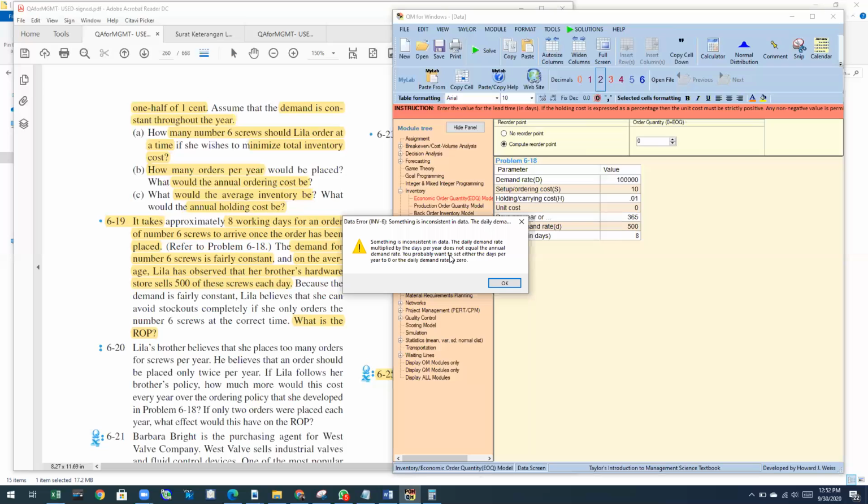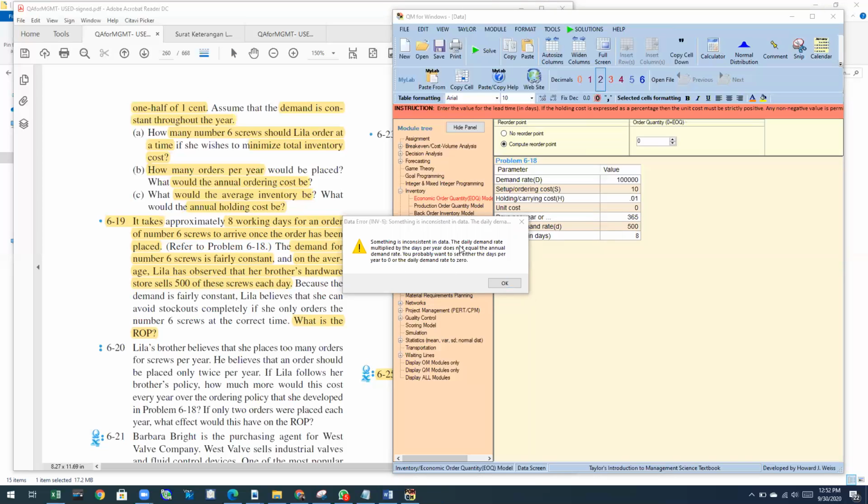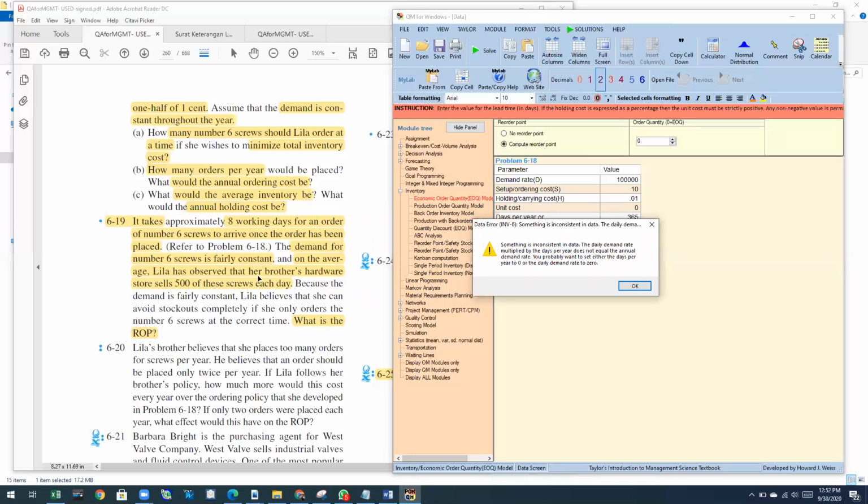So here's something inconsistent in the data. The daily demand rate multiplied by the days per year does not equal the annual demand rate. If we multiply 500 by 365, we get 182,500. Something is inconsistent in the data. It says here Lila has observed that her brother's hardware store sells 500 of these screws each day.